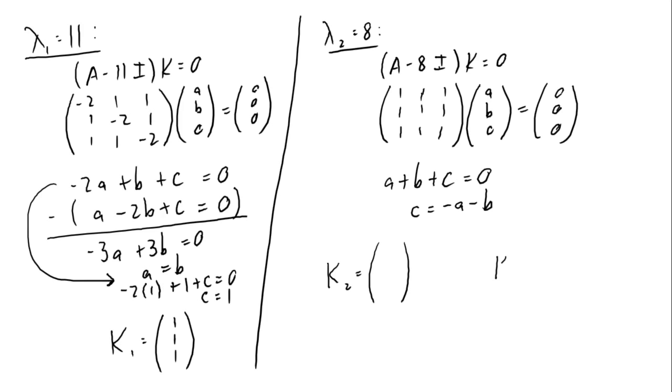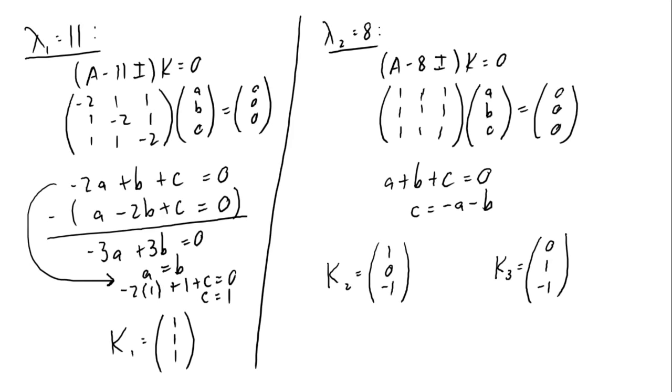Now, because a and b are both independent, I get to pick any number I want for a, I get to pick any number I want for b. And again, any combination is fine. So like, let's say you pick 1 and 0. C is going to be negative a minus b, which is negative 1. And now for k3, I'm going to pick any other combination. How about 0 and 1? And as a result, c is negative 1.